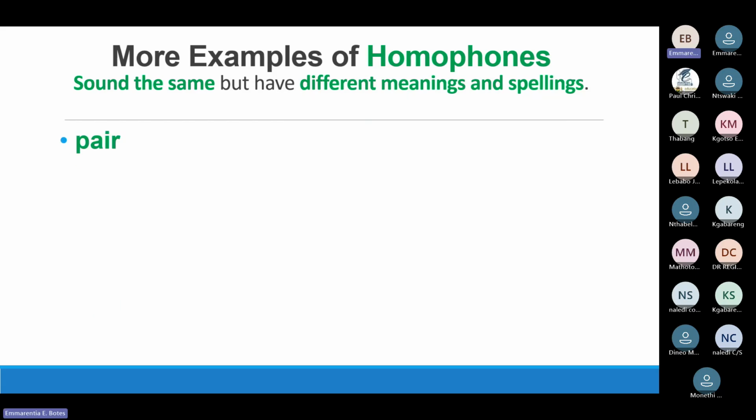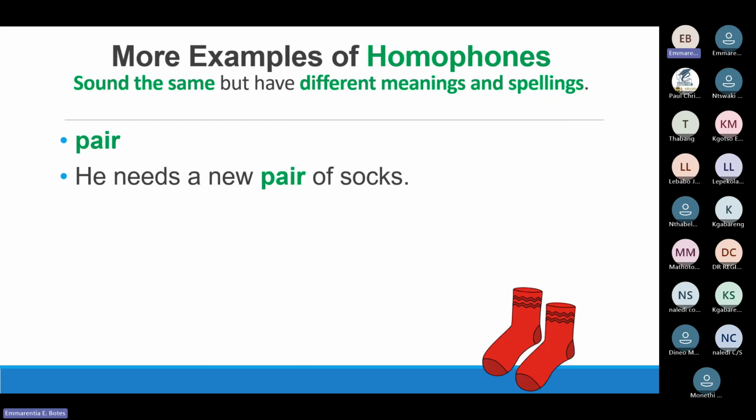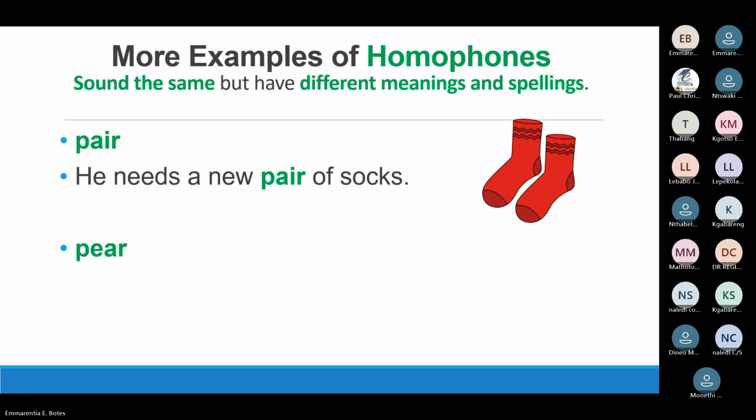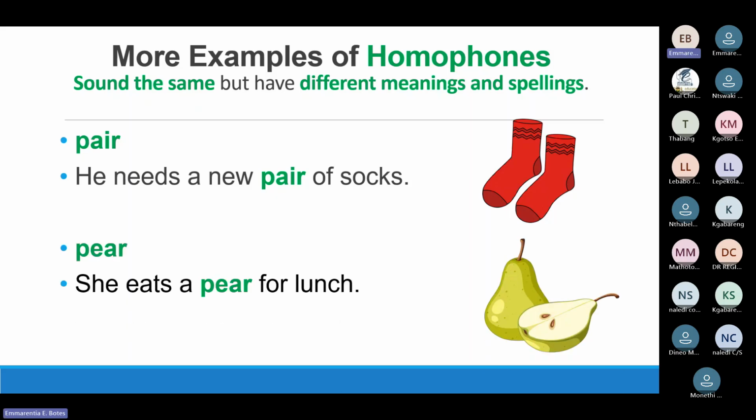Let's look at "pair". He needs a new pair of socks. "Pear". She eats a pear for lunch. That's the fruit. So two together, a pair of socks, a pair of shoes, or she eats a pear for lunch, the fruit. So they sound the same, but they have different meanings and different spellings.